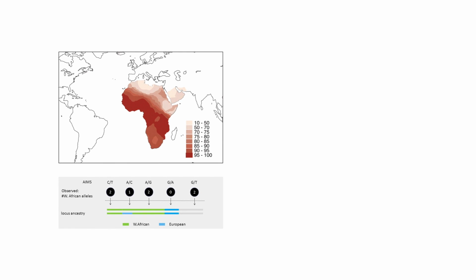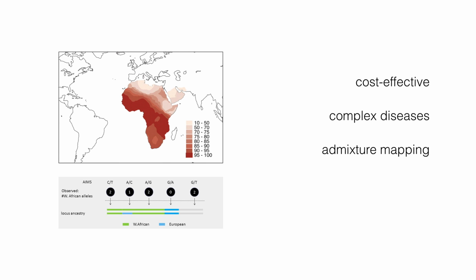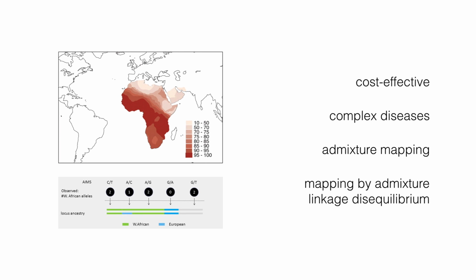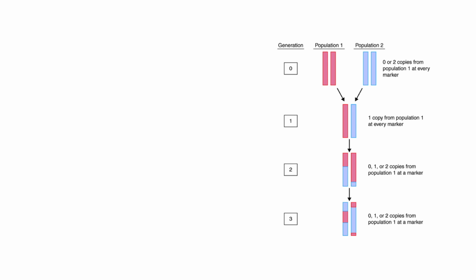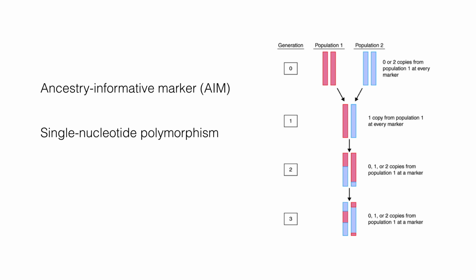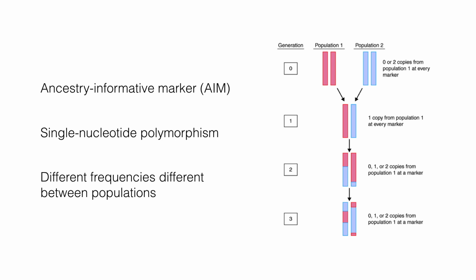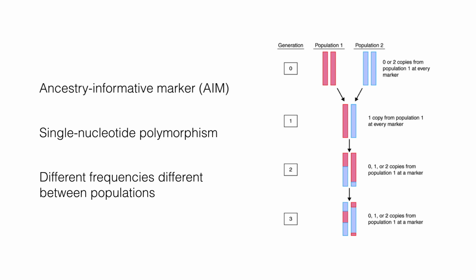And if you examine a suite of these markers that are evenly spaced through the genome, it is a cost-effective way to discover genes underlying complex diseases in a technique called admixture mapping, or sometimes referred to mapping by admixture linkage disequilibrium. We'll address this elsewhere, but today we'll look at ancestry informative markers such as Duffy allele. So in general, these ancestry informative markers are single nucleotide polymorphisms that exhibit substantial different frequencies between different populations.